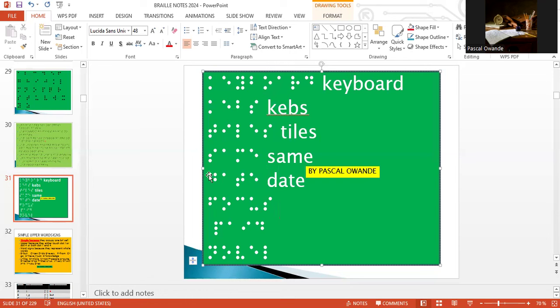Then we have the sixth one, dot 1, dot 2, dot 4, letter F, followed by dot 1, dot 3, dot 5 for letter O. Then we have dot 1, dot 4 for letter C. Then we have dot 1, dot 3, dot 6 for letter U. Then we have dot 2, dot 3, dot 4 for letter S. So the word is focus.